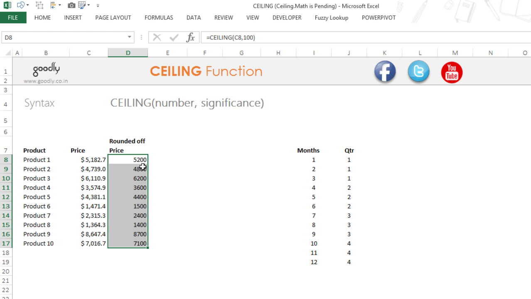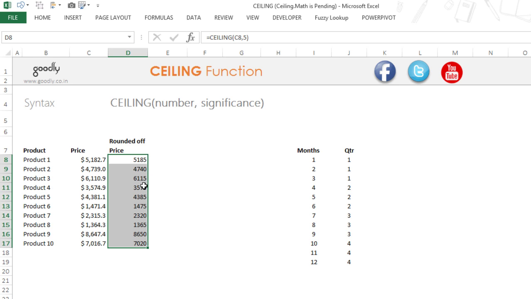On the contrary, you can also round it off to the next multiple of 5. So you can just pick 5 here, press enter. Now this is going to be rounded off to the next multiple of 5. So 5182, the next multiple of 5 is 5185, right?